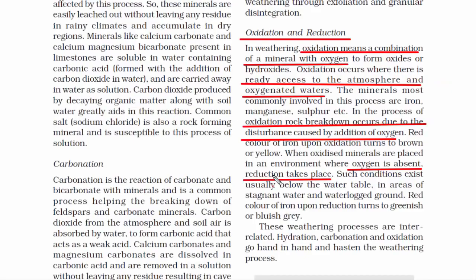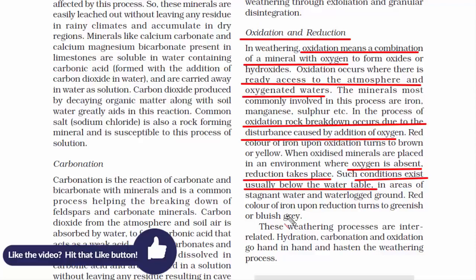And then reduction occurs due to absence of oxygen. Such a condition can be found under the water table. As you go deeper in the sea, due to lack of oxygen, scuba divers carry an oxygen cylinder, and that is where reduction takes place. And there are many rocks below the table that go through this kind of reduction. Otherwise, the rocks that are above on the surface face oxidation due to rain. So these were the chemical changes that a rock goes through.